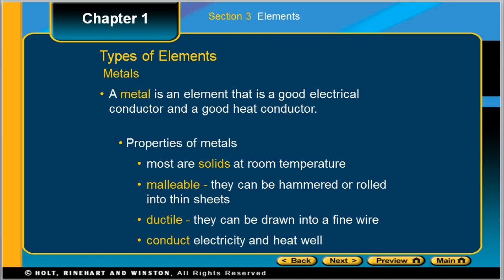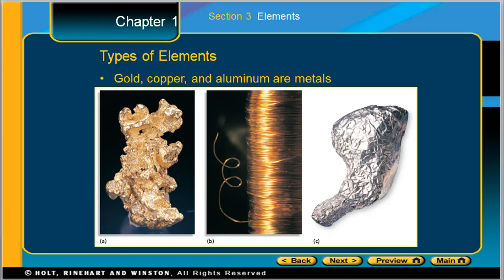Metals are any element that is a good electrical conductor and a good heat conductor. Properties of some metals are, most of them are solids at room temperature. Metals are malleable, meaning they can be hammered or rolled into thin sheets. They're ductile, they can be drawn into a fine wire, and they conduct heat and electricity. These are some examples of metals. You have gold, you have copper, and you have aluminum. They're all three metals. Now the colors will change depending on the element that you're looking at, but for the most part, most metals are shiny when they're not oxidized.